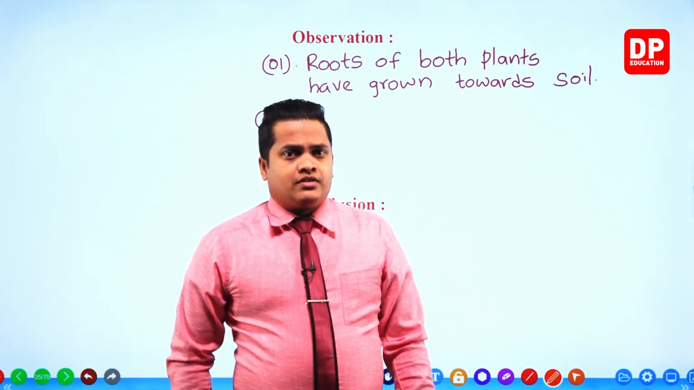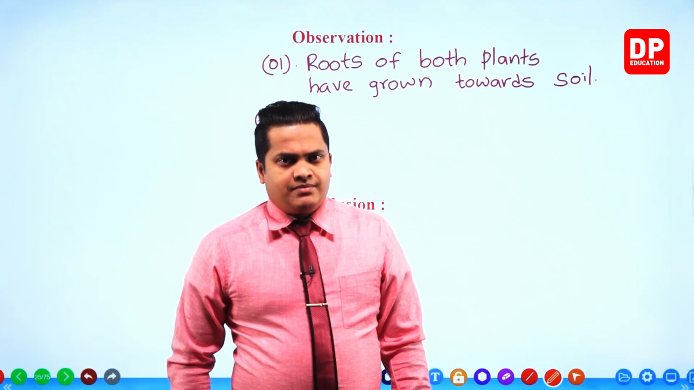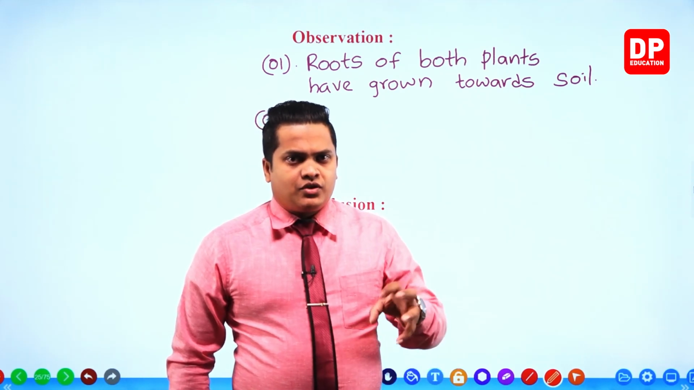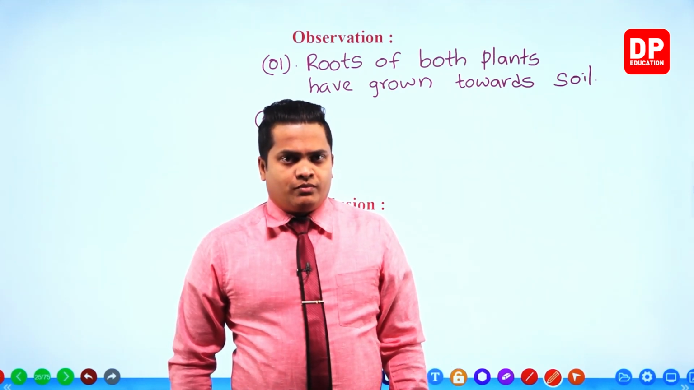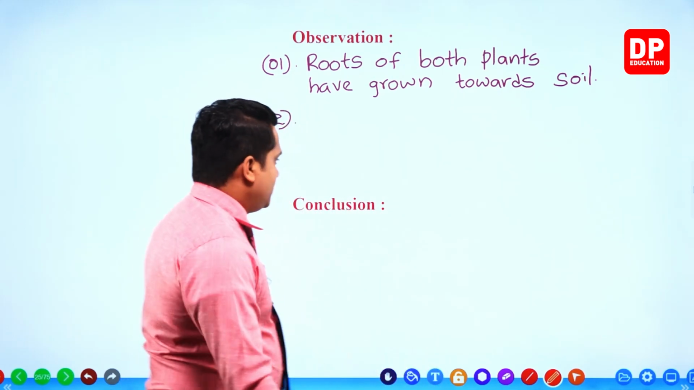So, my dear children, the second observation is quite simple. Shoot of the two plants growing towards the light. Okay.